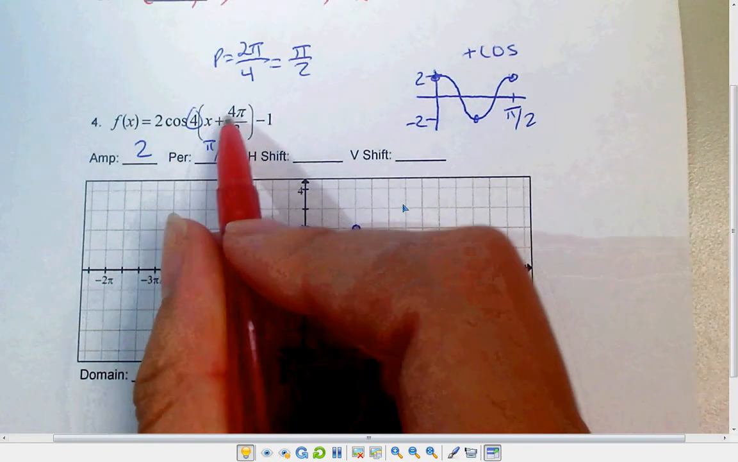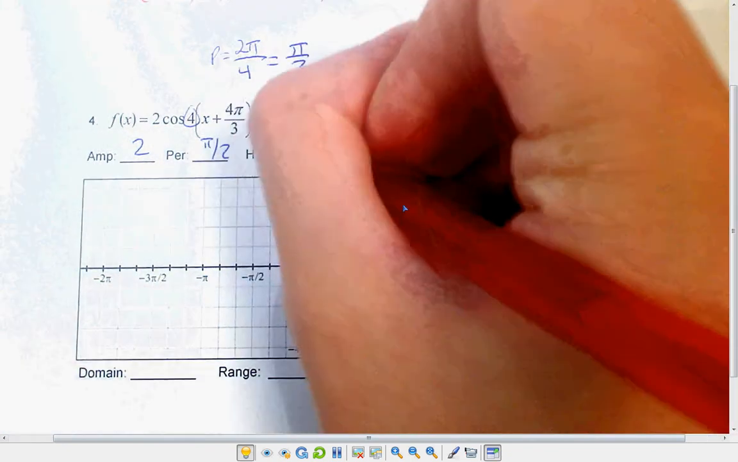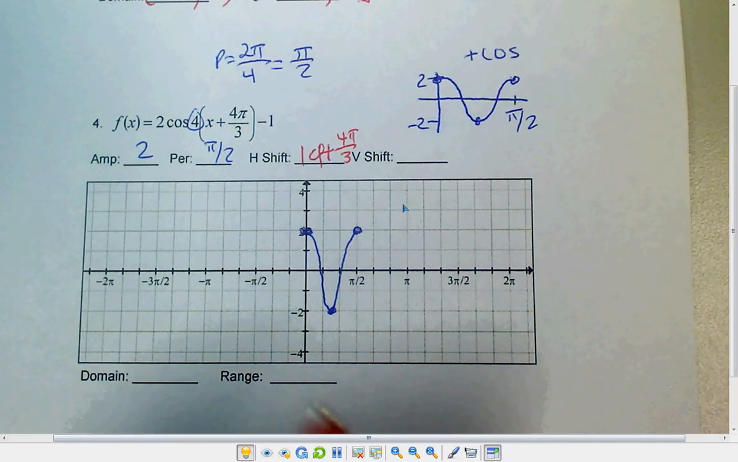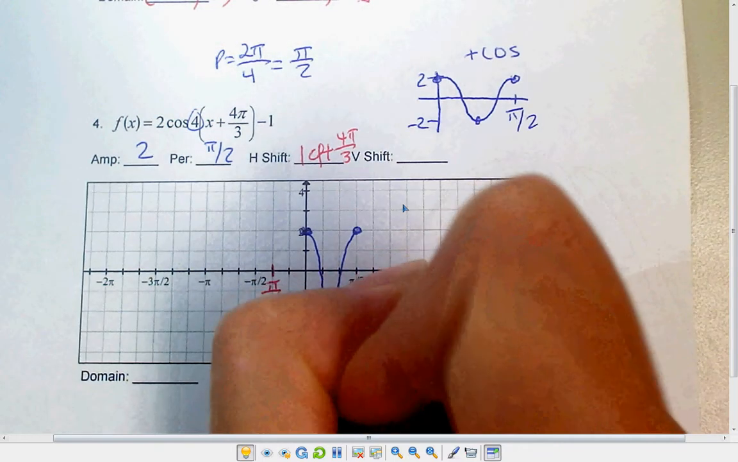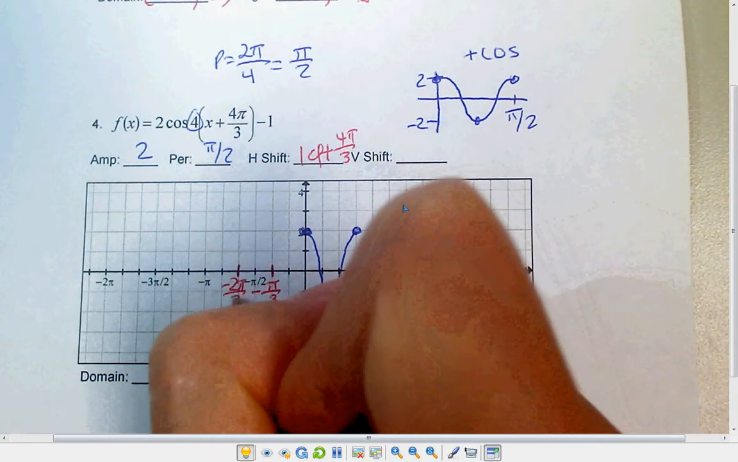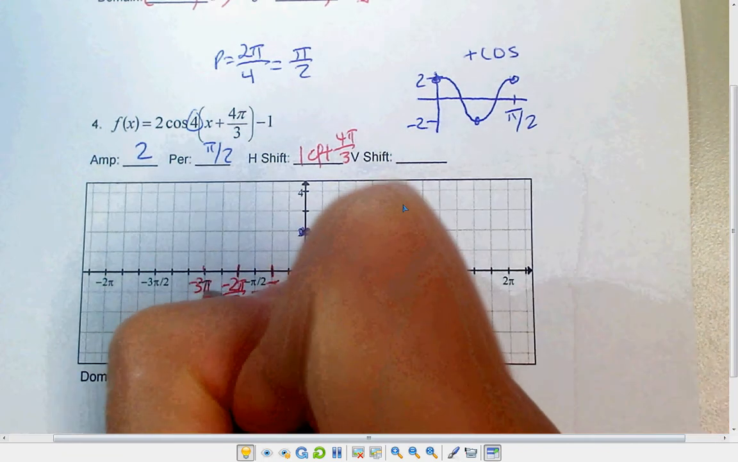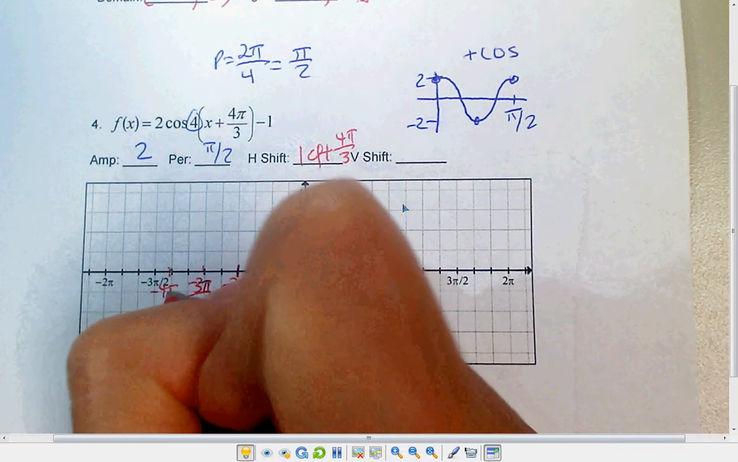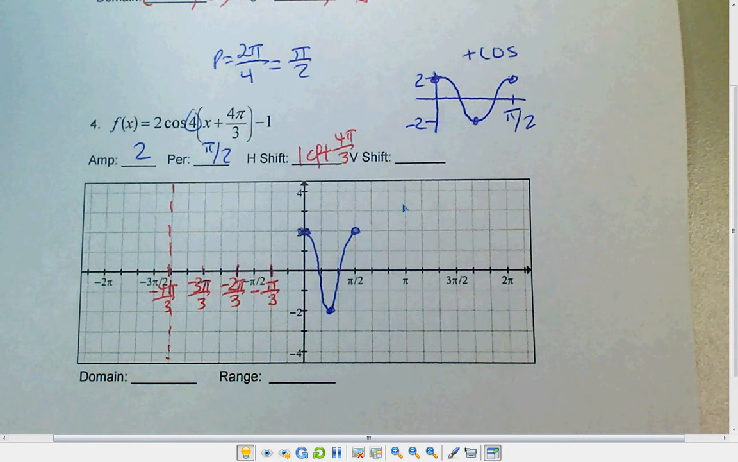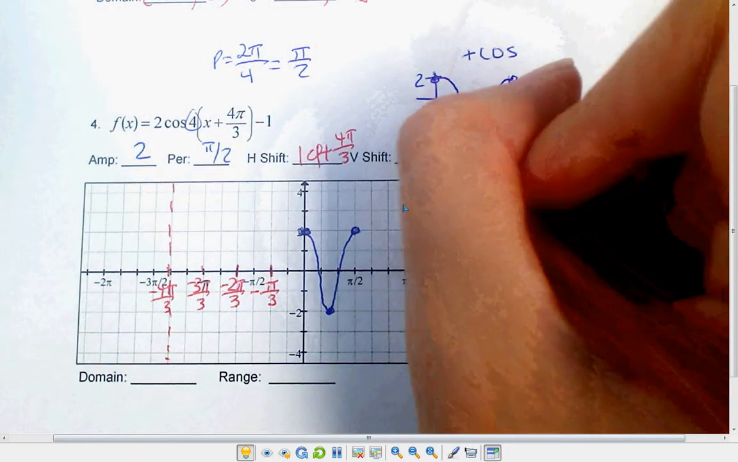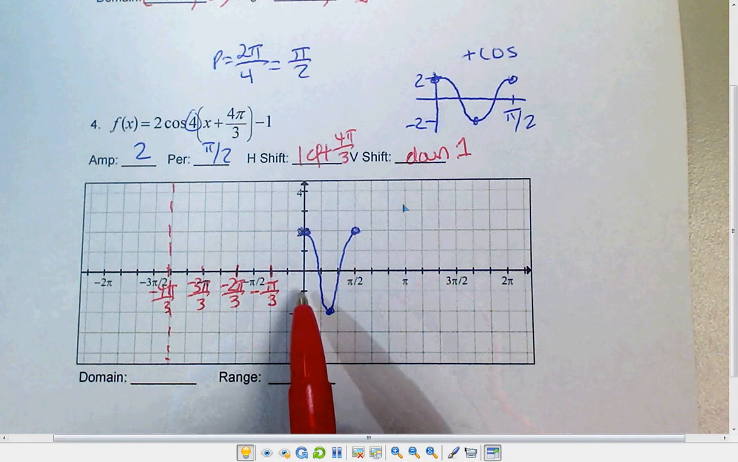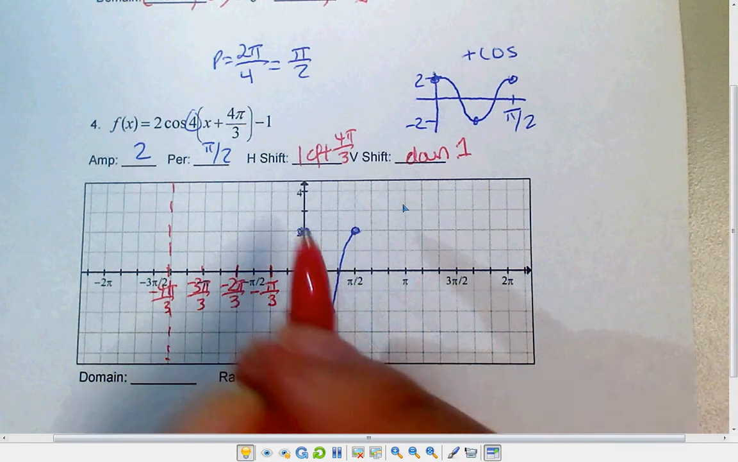So plus 4 pi over 3 means I'm moving left 4 pi over 3. We know pi over 3 is 2 spaces. So this is pi over 3. This is -2 pi over 3. -3 pi over 3. -4 pi over 3. So this is my new axis. -1 means I'm moving down 1. So let's look at our axis. Here's 2, so that means 1 must be right here.